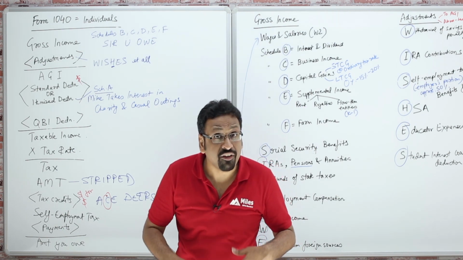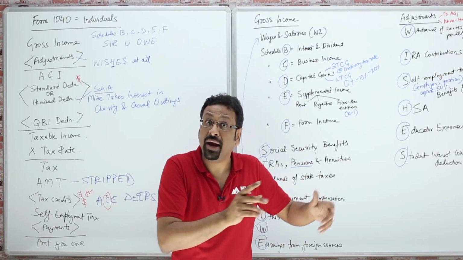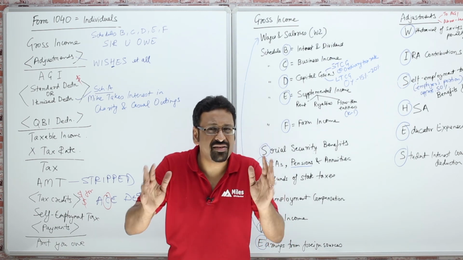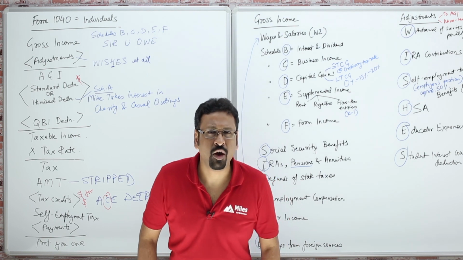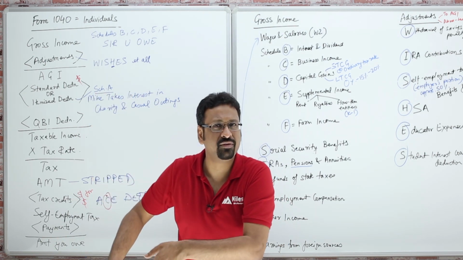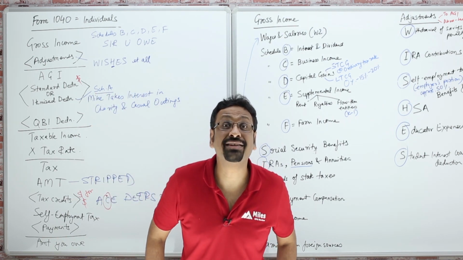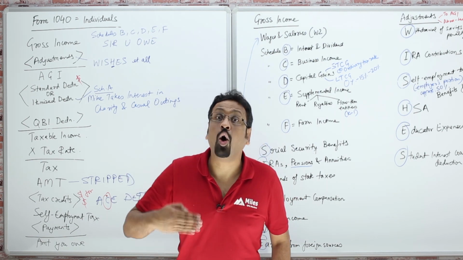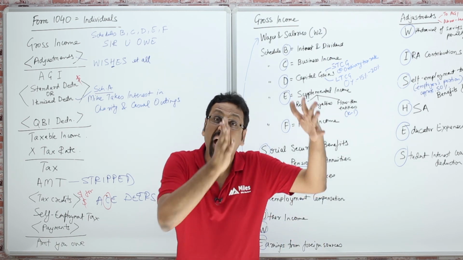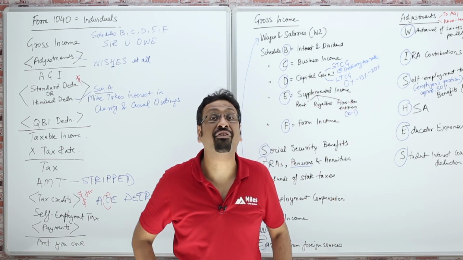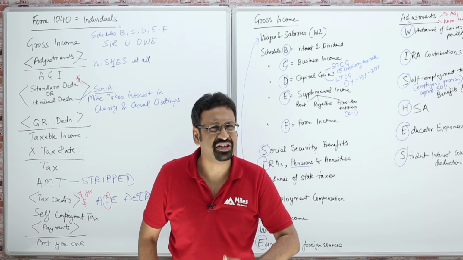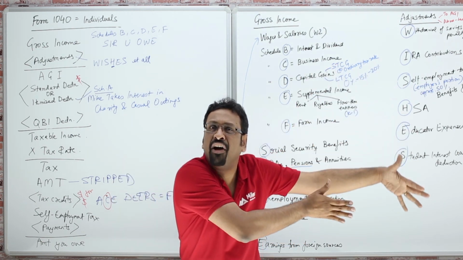Now there are different tax slabs depending on your filing status. So Uncle Sam has tax slabs for the happy and single guys. He's got tax slabs for head of household. There's a common tax slab for married filing joint or qualifying widower. And then of course, there's a tax slab for married filing separate.